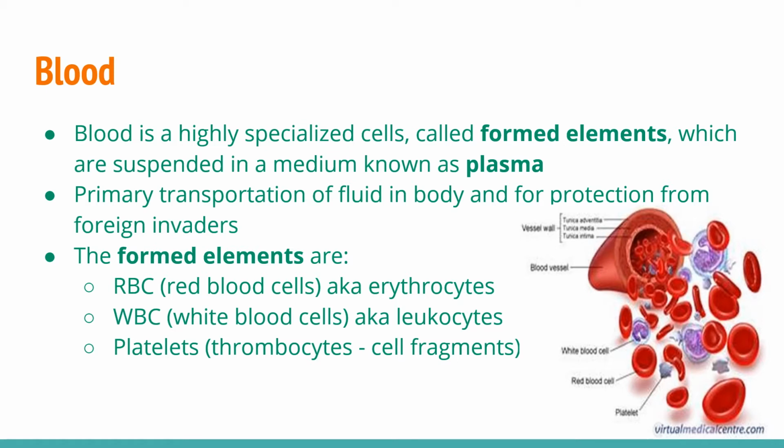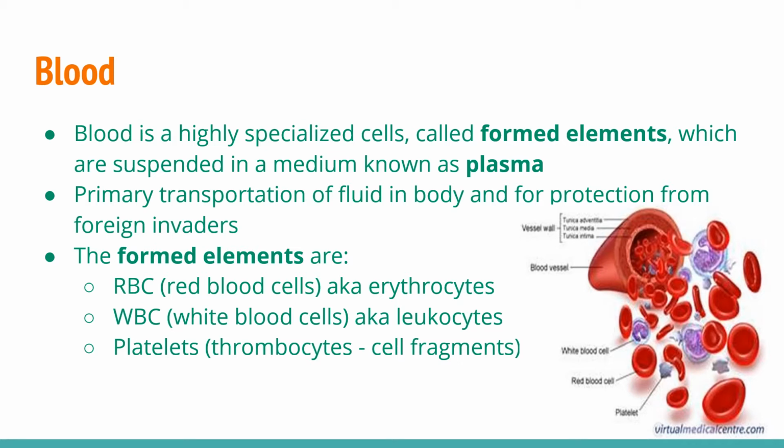So blood is basically identified as highly specialized cells called formed elements. Okay, so make sure that you know what the formed elements are. So you'll have multiple choice questions on which constitutes the formed elements. Okay, and so these formed elements then are suspended or held in the plasma.